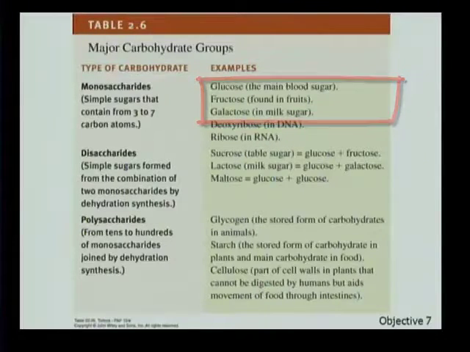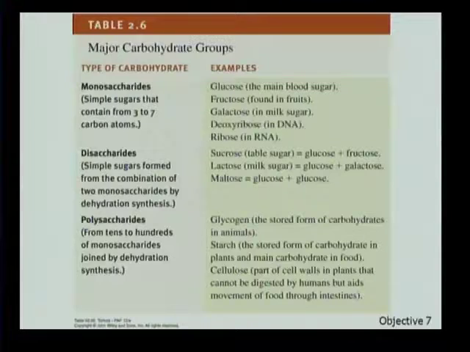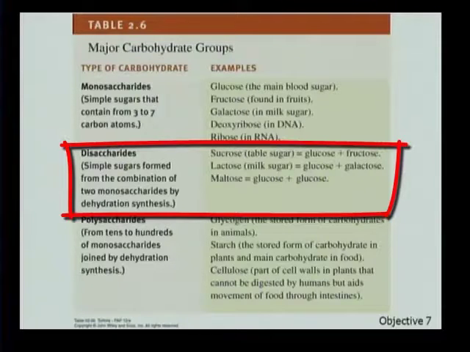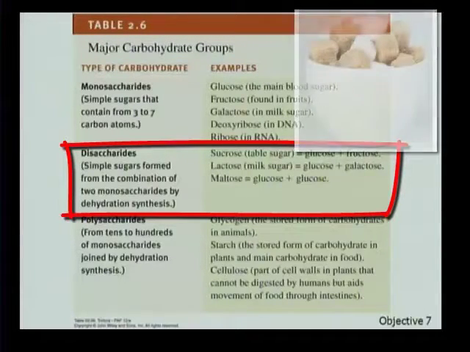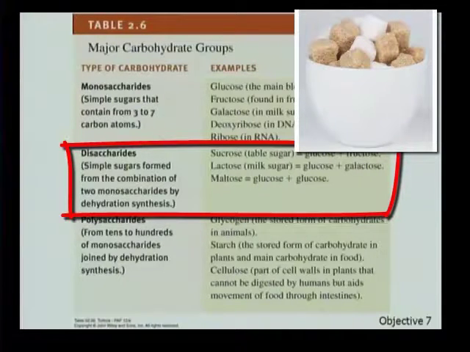When we put 2 of the monosaccharides together, then we make disaccharides. When we add 2 monosaccharides together and form a small polymer, then we call that a disaccharide. Examples of disaccharides are sucrose, also called table sugar. That's a combination of the monosaccharide glucose and the monosaccharide fructose. When we bind glucose and fructose together, we make sucrose.